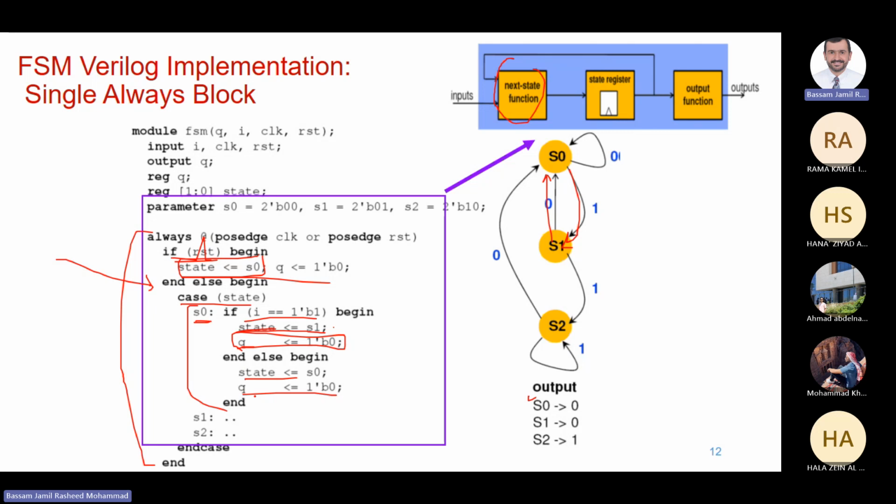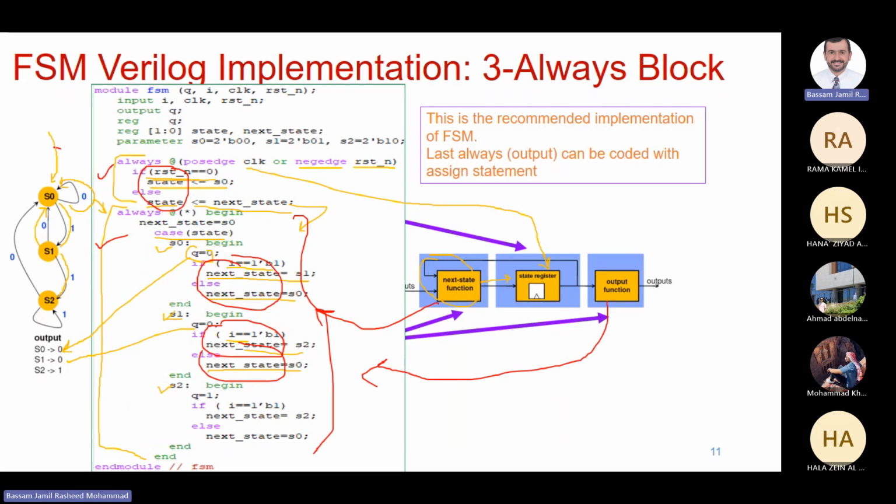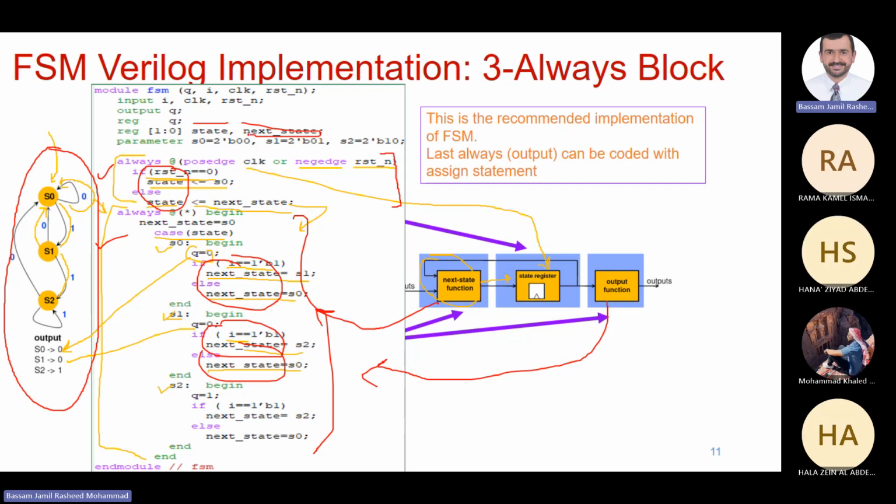I can implement S1 and S2 the same way as well. The important thing when you implement a finite state machine is that you construct the state diagram correctly. If you use two always blocks, then you have to use two variables, one for the state and the other for the next state. I prefer this coding style. It's a lot easier, a lot simpler. Then I just read the state diagram and put it into statements as I have done.